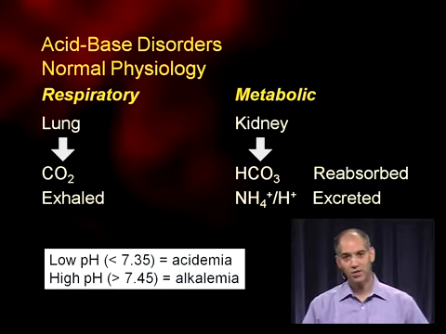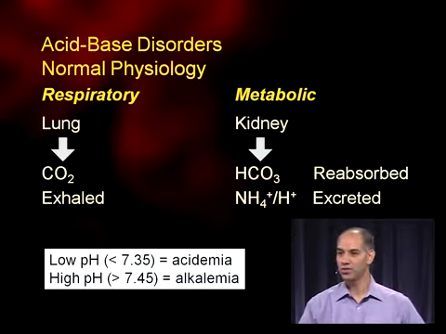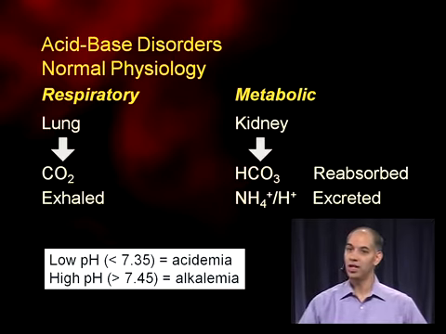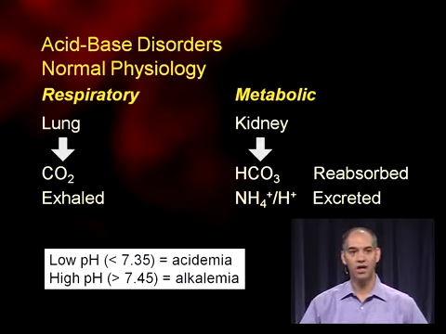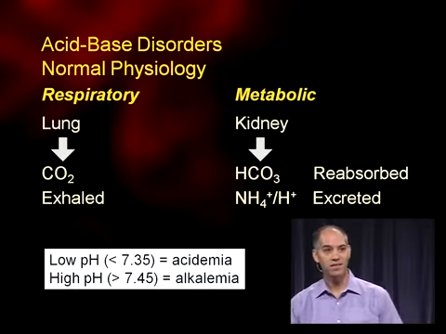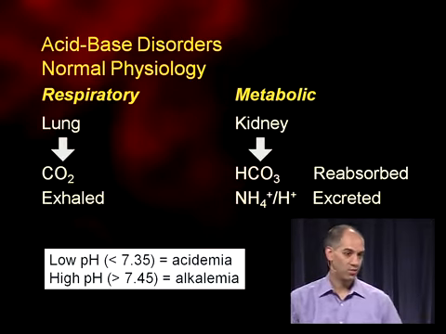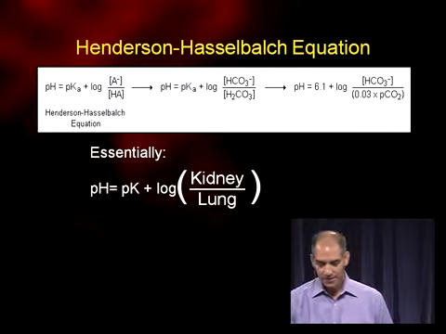Some nomenclature when you think about acid and base disorders. Anytime you have a low pH, that is an acidemia. And anytime you have a high pH, that is an alkalemia. Regardless of what processes are going on, if there is an alkalemia, you know that there is at least one alkalosis going on. If there is an acidemia, you know that there's at least one acidosis going on.